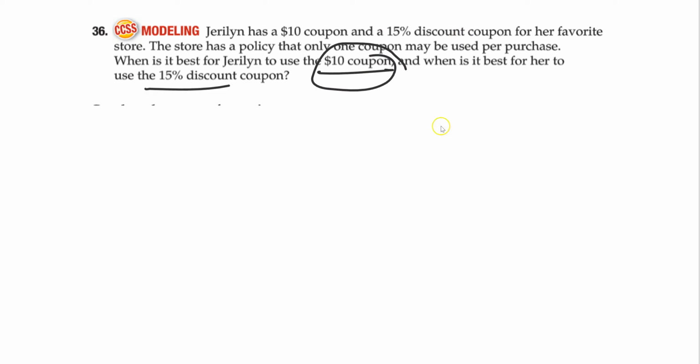For the $10 coupon, we have to come up with an equation. So it's our price minus $10. There you go. That's your $10 coupon. That's how it works, right? Whatever the price is, subtract $10.